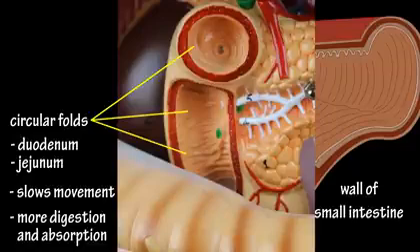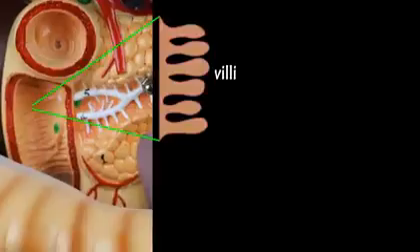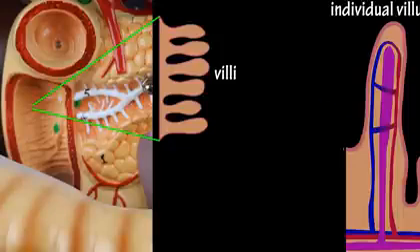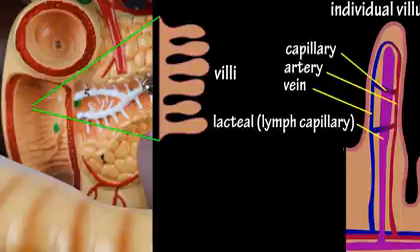The structure of these folds is absolutely amazing, as they have finger-like projections called villi. Each individual villus contains a rich capillary network, as well as a lacteal, which is a lymphatic capillary. The blood capillaries absorb most of the nutrients, and the lacteal absorbs lipids or fats and lipid-soluble vitamins.